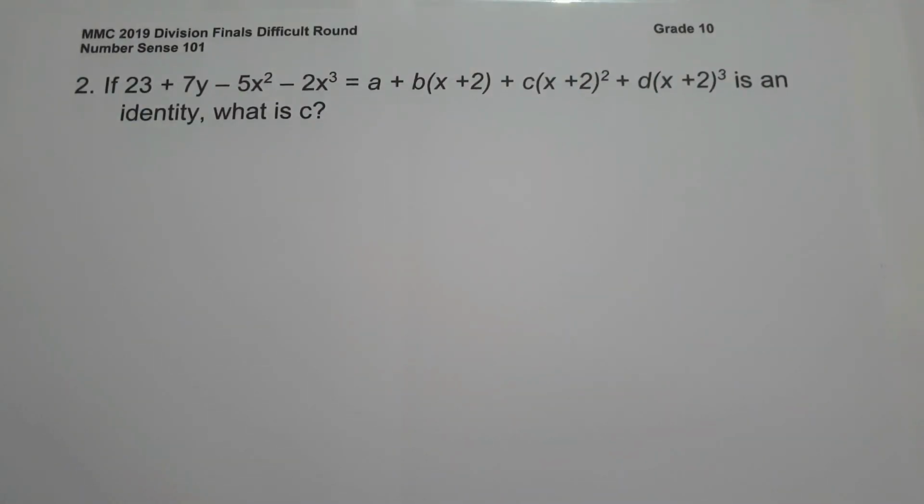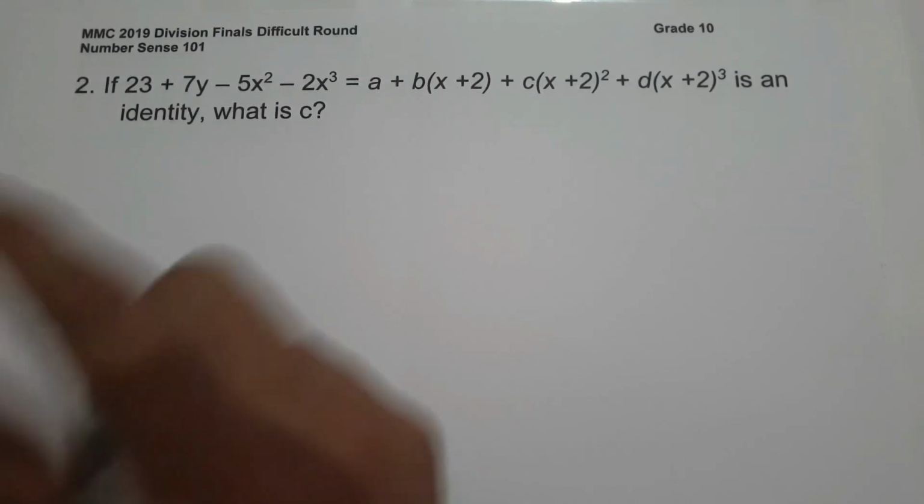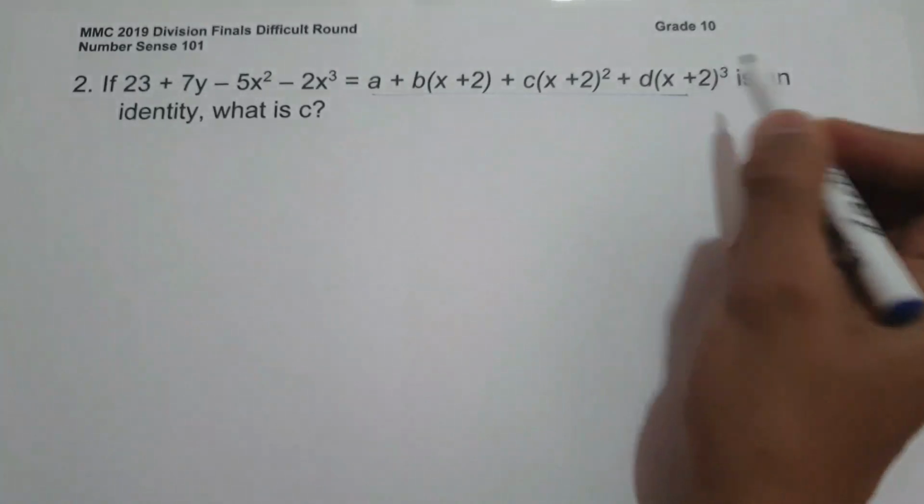On number 2, if 23 plus 7y minus 5x squared minus 2x cubed equals a plus b times the quantity x plus 2, plus c times the quantity x plus 2 squared, plus d multiplied by the quantity x plus 2 raised to 3, is an identity, what is c? So what is the trick in answering this question? The first thing that we're going to do is to simplify this part of the equation.